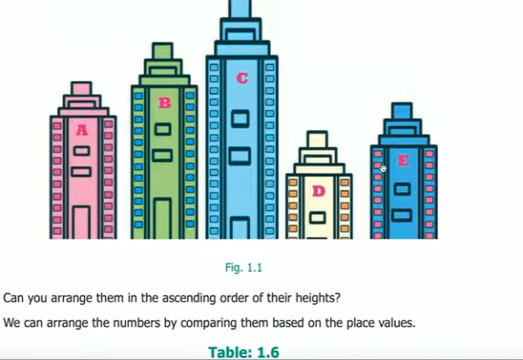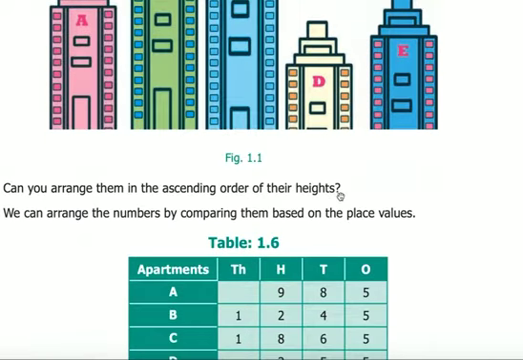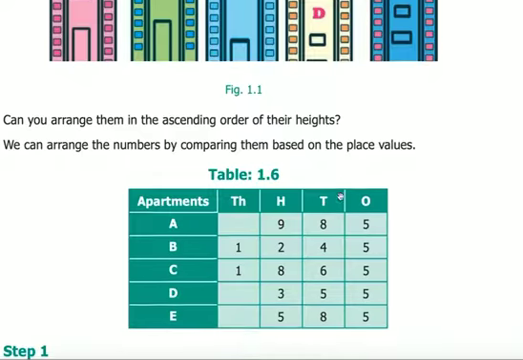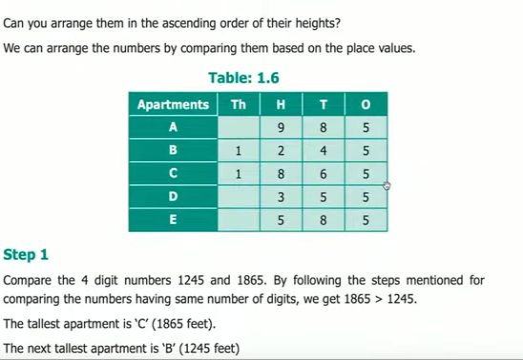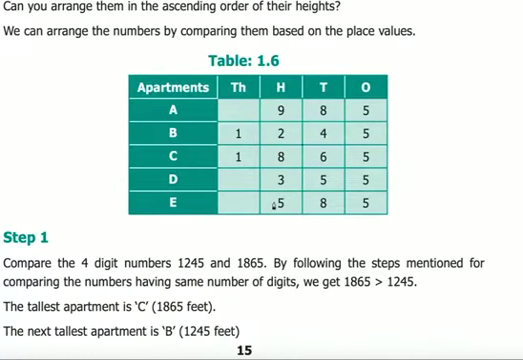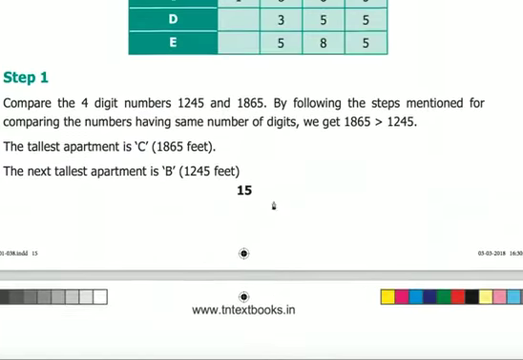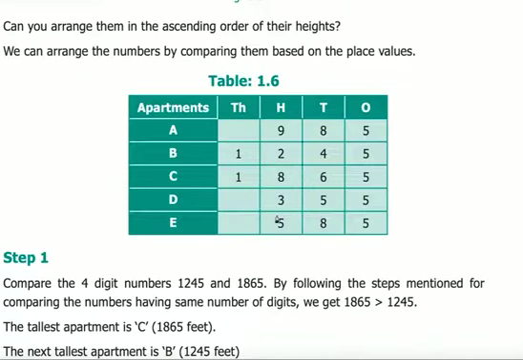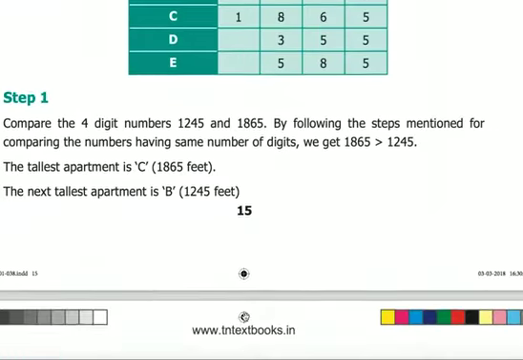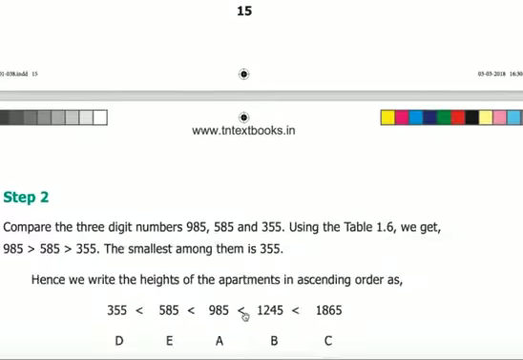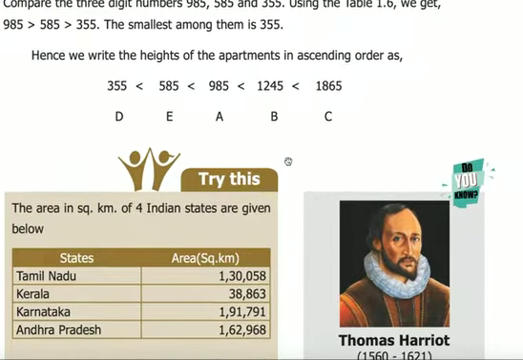So by looking at these buildings, you can arrange them in ascending order of height, right? Similarly, by looking at the numbers also, we can arrange them in ascending or descending order, okay? See, apartment A has this much height, B has this much height, C has this much height, D this, E this. Which has least height? D, okay? So D comes first in ascending order, thereafter E, then A, then B, then C. D, E, A, B, C. Okay. That is ascending order. Descending order in the opposite way.